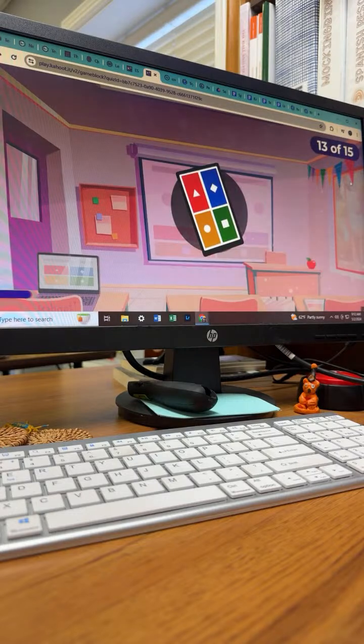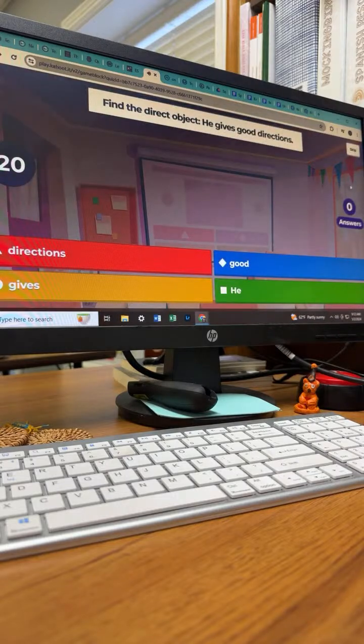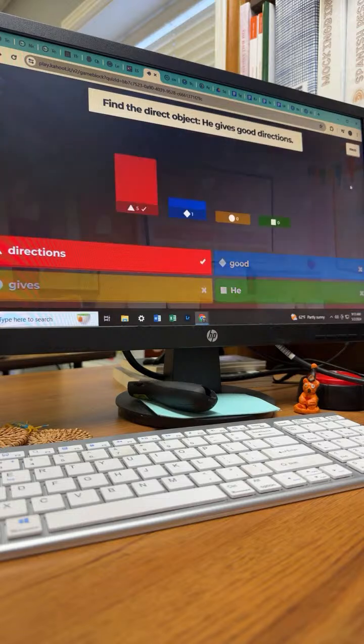He gives good directions. Okay, directions. It cannot be good because he does not give good. He gives directions.